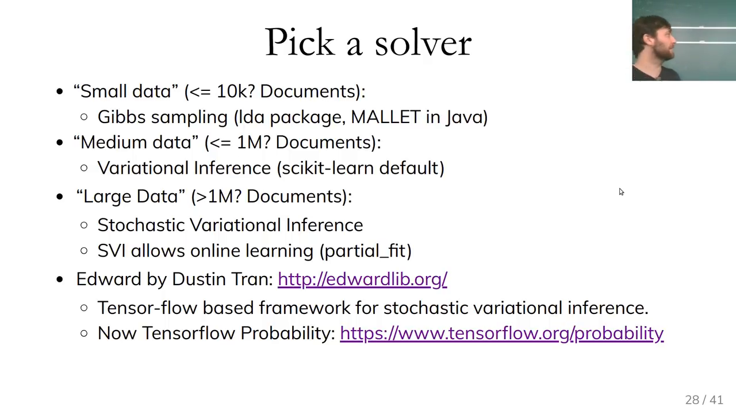If you have very large data sets, you might want to work with stochastic variational inference, which also allows you to do online learning or learning on a stream. So this is for really large data sets. It's an even more approximate version of variational inference, but it's going to be even faster on big data sets.